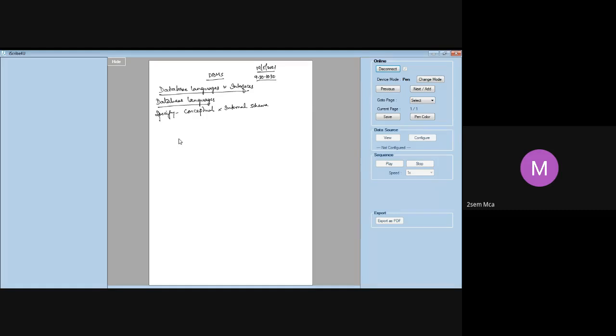Now, one important language which is used by the DBA in order to define both these schemas is the DDL. In the last class, or last lab probably, I told you what a DDL is: data definition language, which is used to define the structure of the database. That is what we have learned. So this DDL is used by the DBA and by the database designers to define both of these schemas.